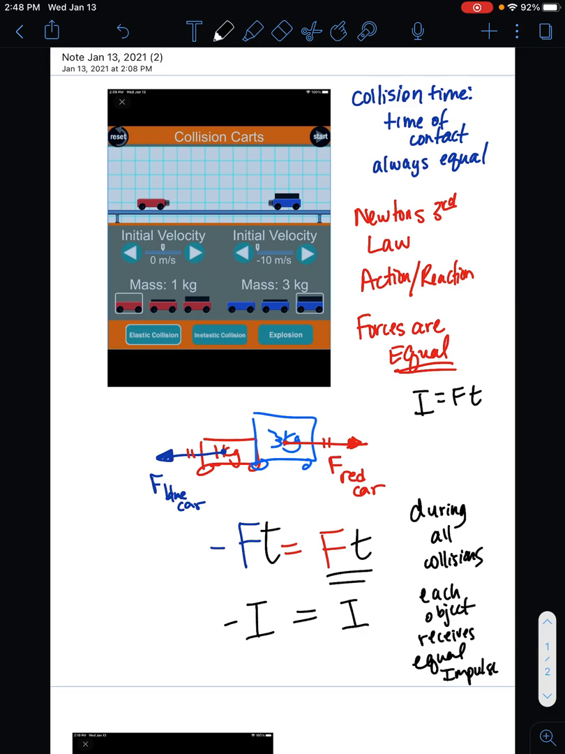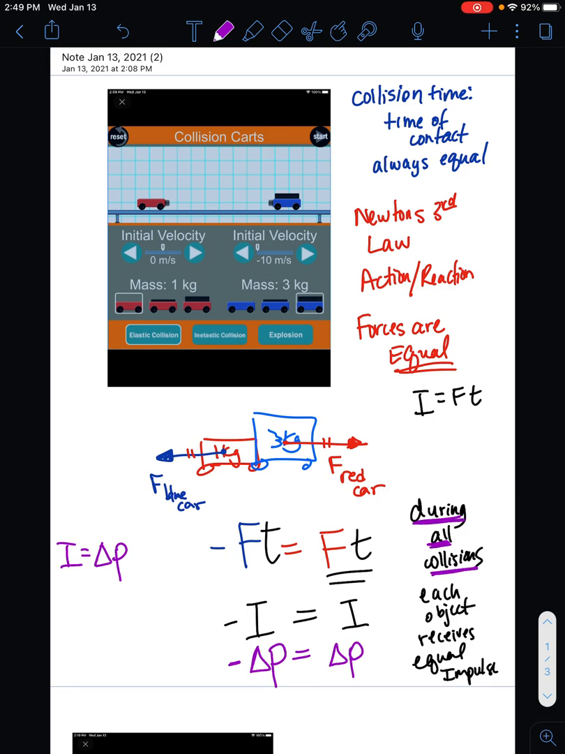I can't give you a bigger impulse than you give me back. It's impossible due to Newton's third law. We also know that there's that theory of impulse and momentum, that whatever impulse you receive causes and is equal to your change in momentum. What that means is however much the change in momentum was for the blue car, it has to be equal in size but opposite in direction to the change in momentum of the red car. This is again true in all collisions.